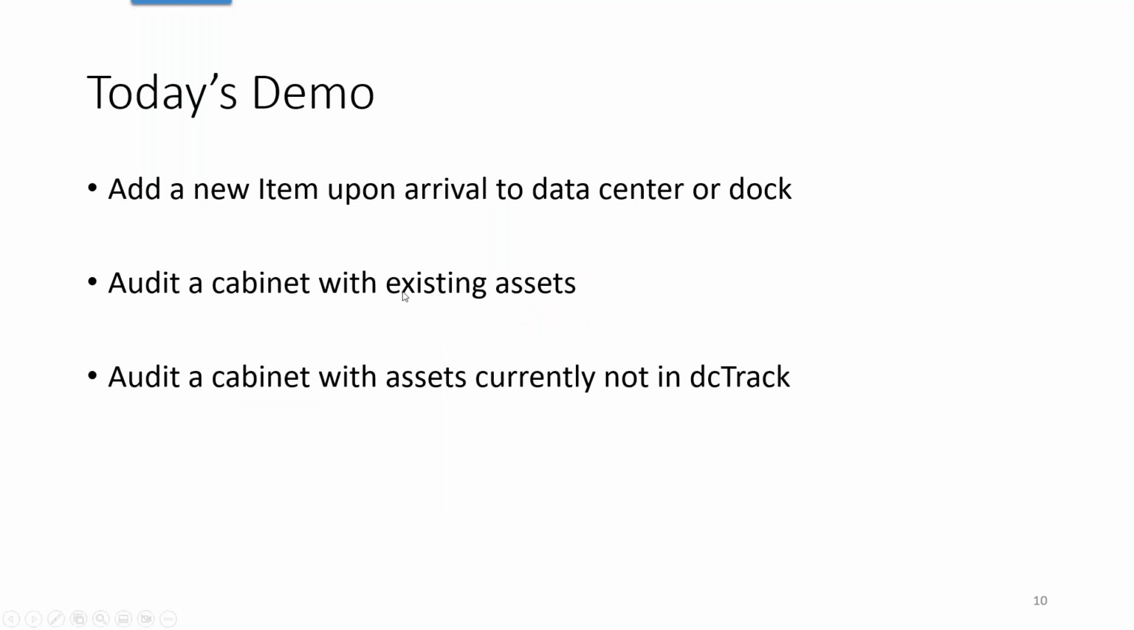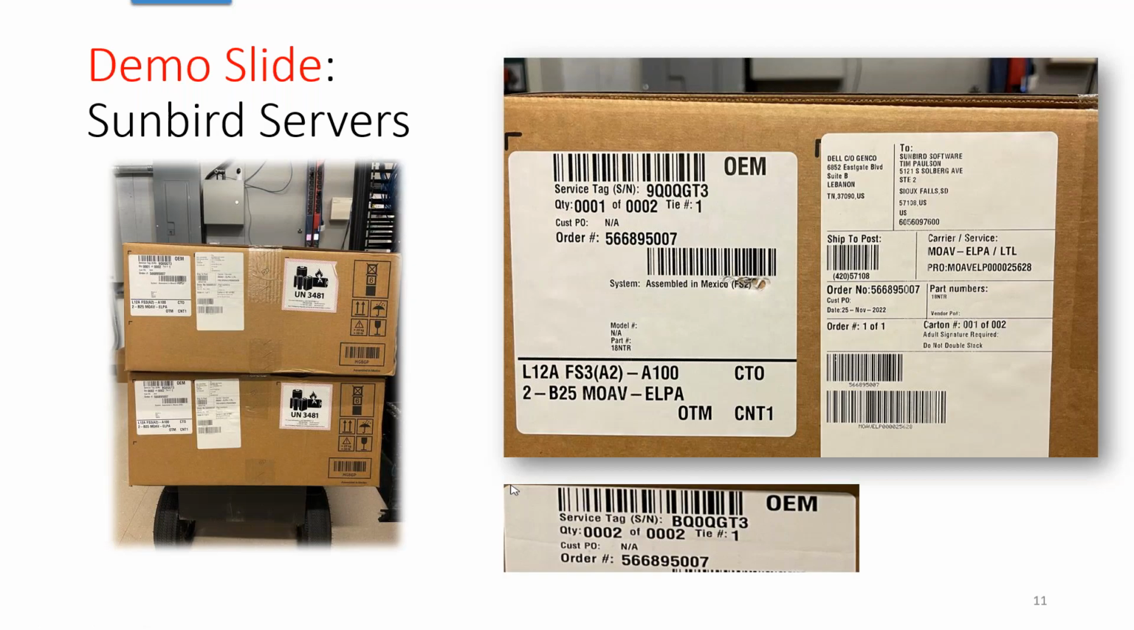So again, today I'm just going to show in our demo system adding a new item upon receipt, audit a cabinet within an existing space, and then audit a cabinet. So as a reference here, what I have is I received a couple boxes here into my lab. I'm going to add this doing an Alt-L, the service tag, and then the order number, and I'm just going to log it into the software. So I'll show you this process.